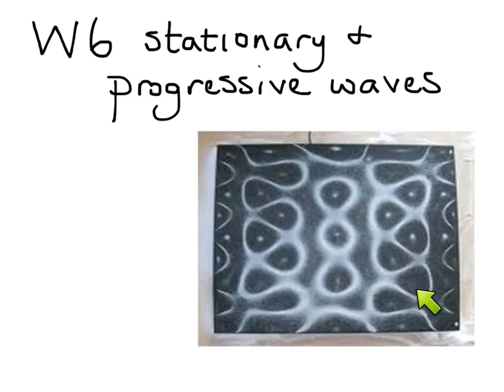And where the plate is stationary, the salt accumulates. So you can see the white bits. Where it's shaking very, very hard, the salt can't settle. So you get a bare metal patch. So you get these rather lovely shapes as you change the frequency.